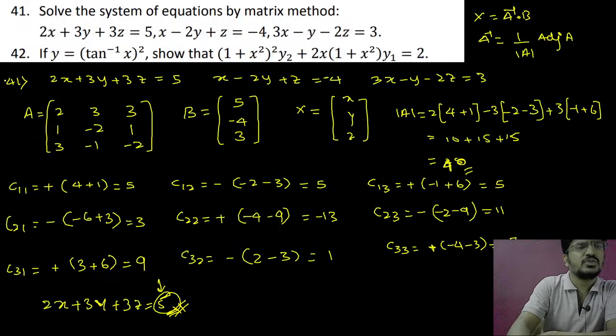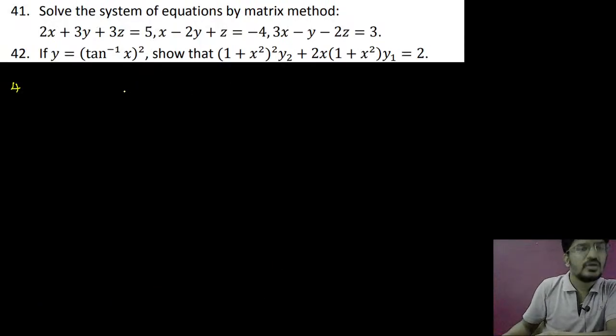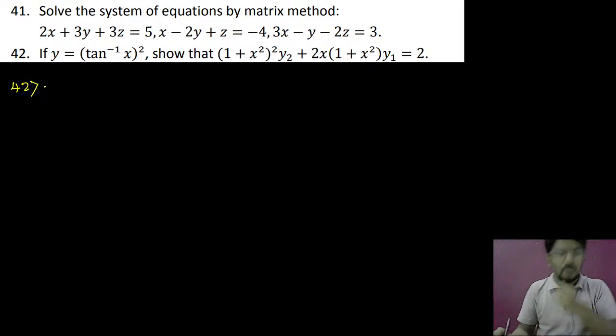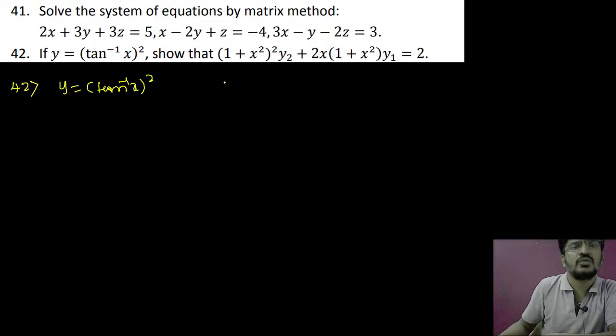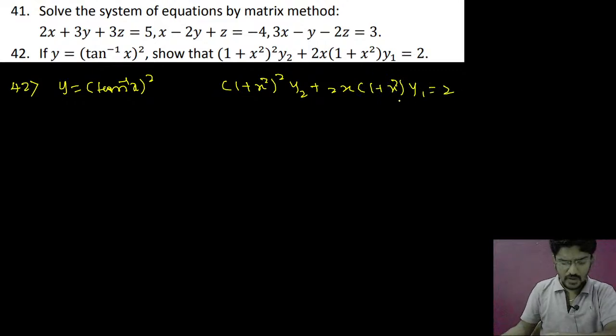Sorry, 41 is over. We can go to problem number 42. Okay. So problem number 42 is what? y equal to tan inverse x whole square. We have to prove that 1 plus x square whole square y2 plus 2x into 1 plus x square y1 equal to 2. We have to prove this.